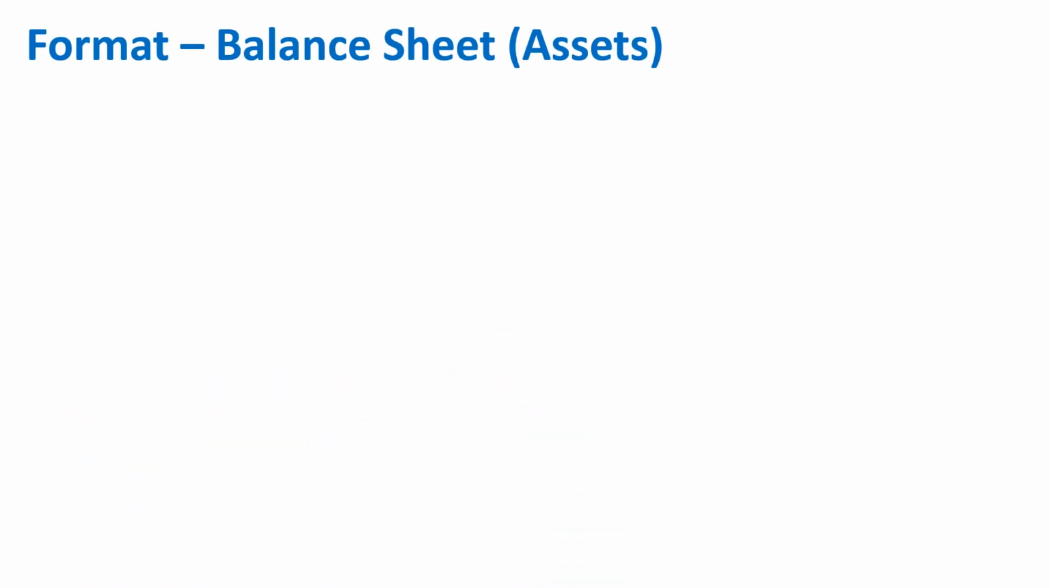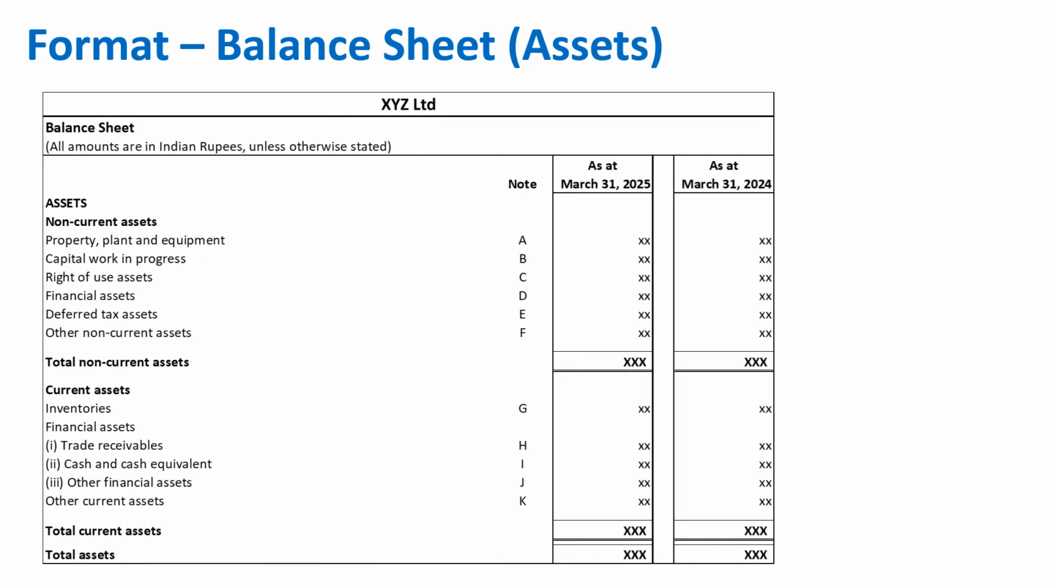Now let's understand how a balance sheet is prepared, what formats are used, and what items are reported. So let's begin. Now let's check in what format the balance sheet is prepared. I'll be showing the format only for the assets now. Then I'll talk about the asset items which need to be reported. And then I'll show you the format for liabilities and the liability items which need to be reported. So this is how the format is going to look.